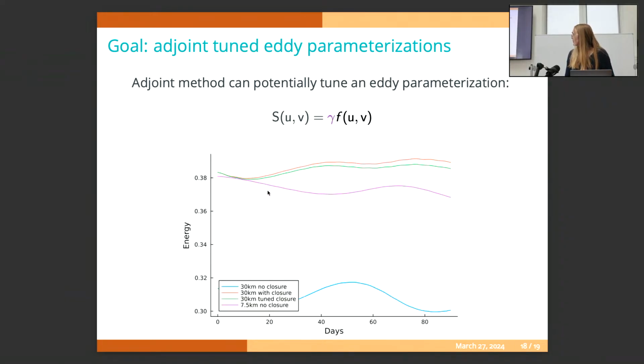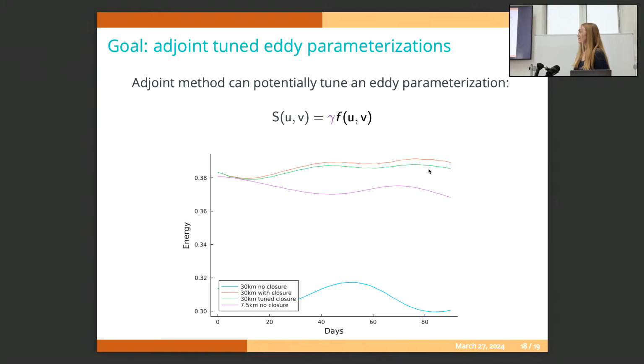This is not a super exciting example, but what I've done is past the 10-year spin up, this is a 90-day integration. The blue line at the bottom is, again, no parameterization. The purple is my high resolution. Orange is where I've implemented a parameterization, and green is where I've begun to try to optimize for gamma. So I've used Enzyme and checkpointing to compute a derivative, and then I used Optim.jl to run an optimization scheme to try to improve the prediction of the parameterization from the orange line.